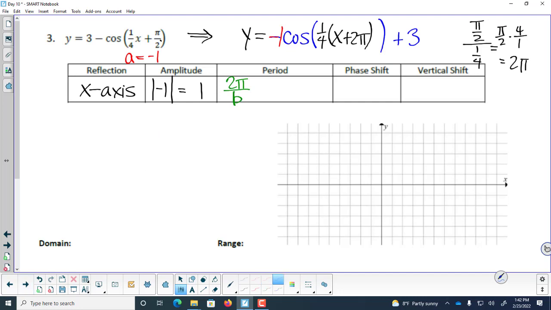So we've got 2 pi divided by 1/4, which tells me that the period is then 8 pi. So from beginning to end, it's 8 pi units.